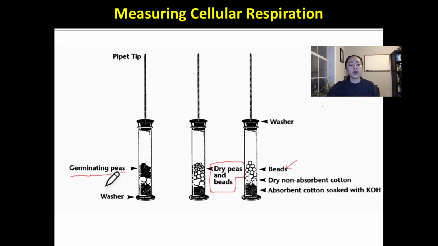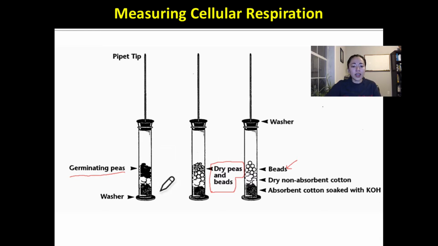And you will be trying to hypothesize whether the germinating peas or the dry peas are going to be consuming the most amount of oxygen. The dry peas have not yet gone through the germination process, so they're kind of in a dormant state.